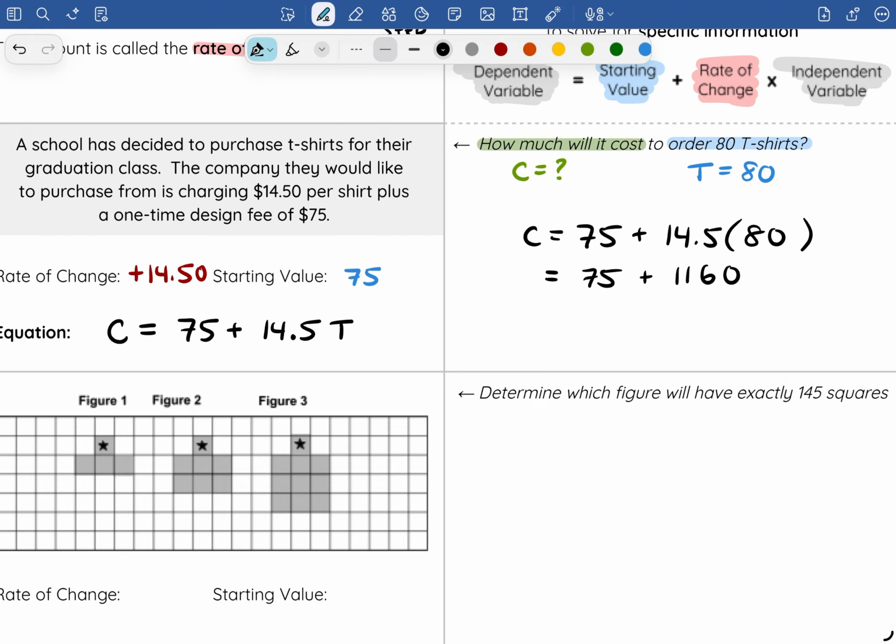It's a lot of t-shirts. And then adding that together, finally, our total cost is 1,235, which we maybe just want to solve it like normal, and then on the side, write it with units, because we're talking about money here.